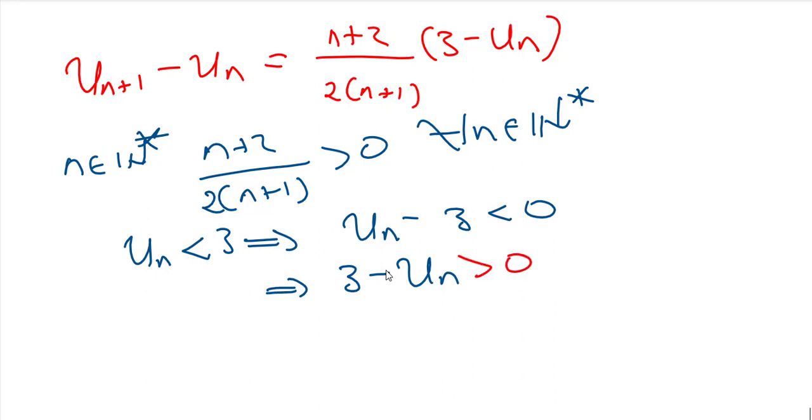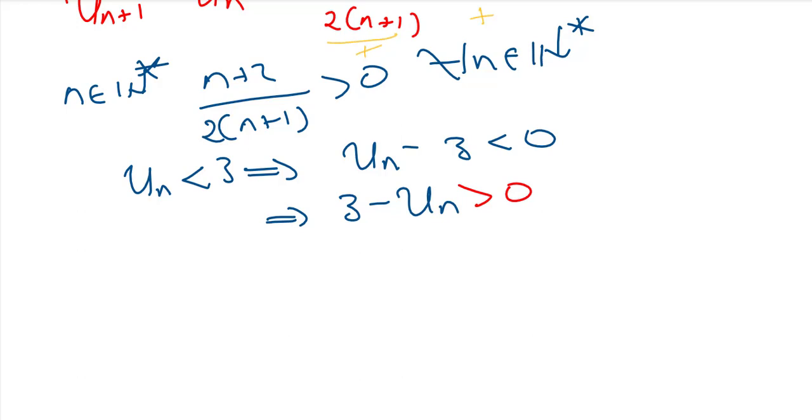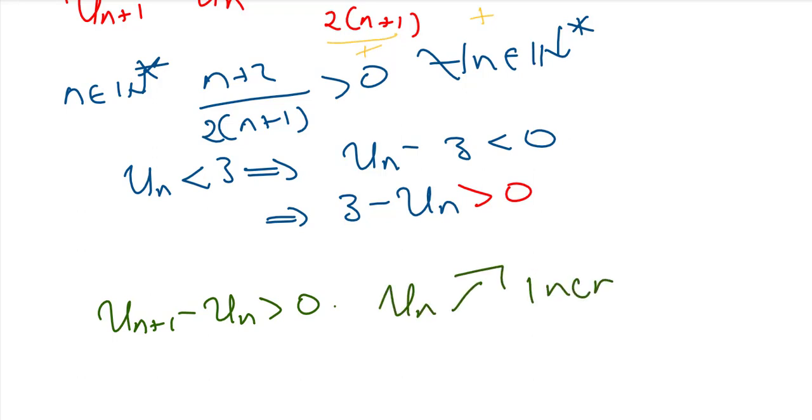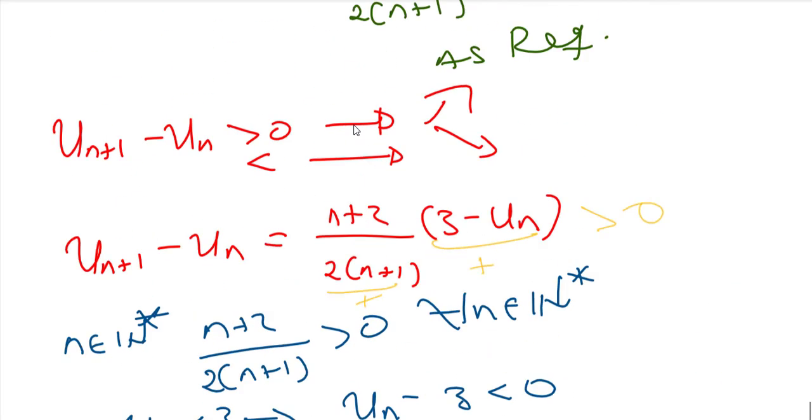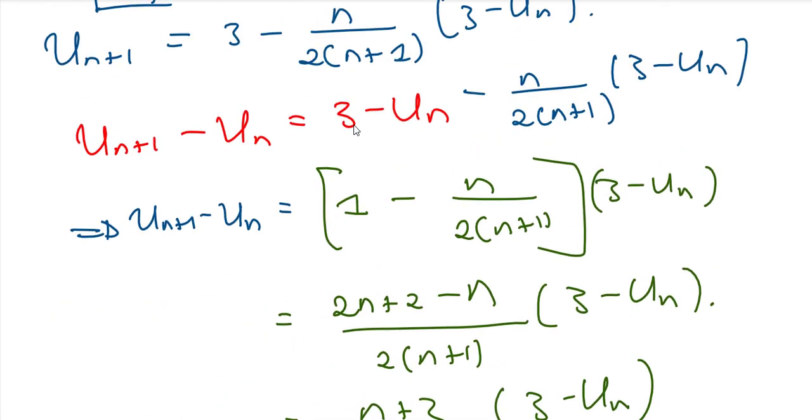In other words, positive. Now this quantity is positive and this other quantity is positive. So the product of two positive quantities will definitely be positive. So from there we can conclude that the difference un plus 1 minus un will definitely be positive. Hence the monotony makes us understand that un is strictly increasing. So that's the monotony. Now let's go to the next question.